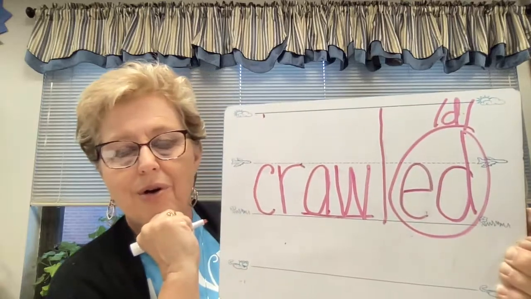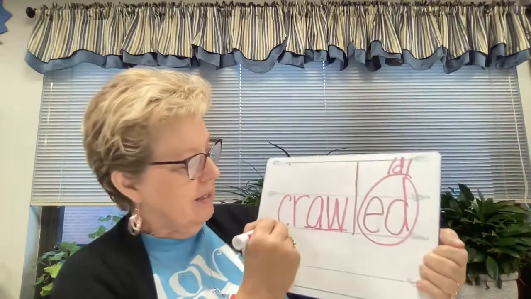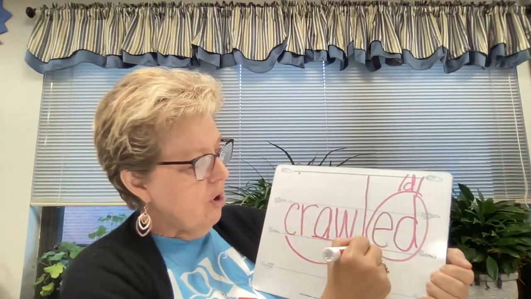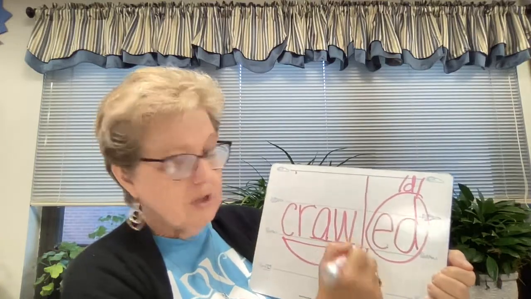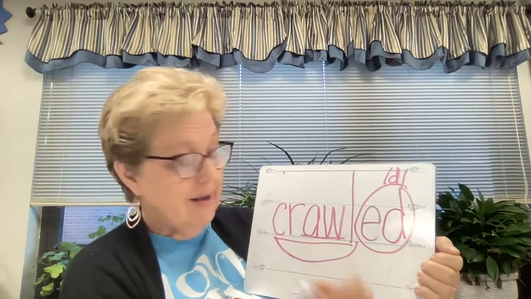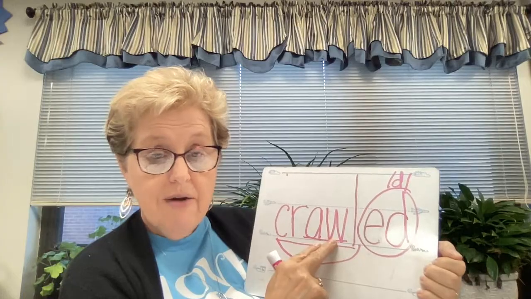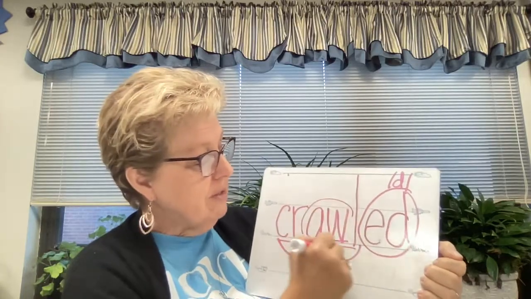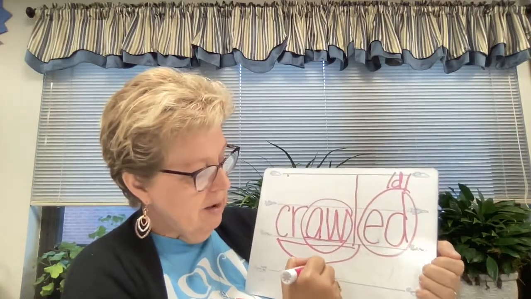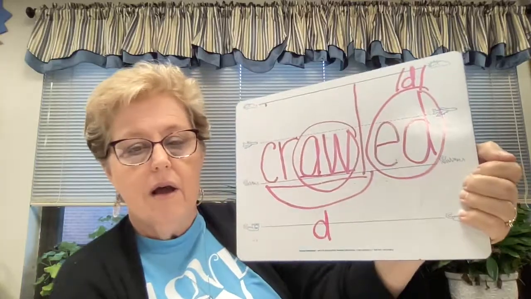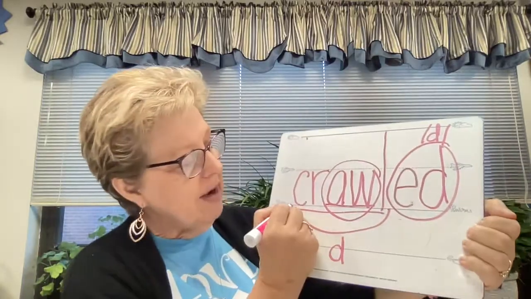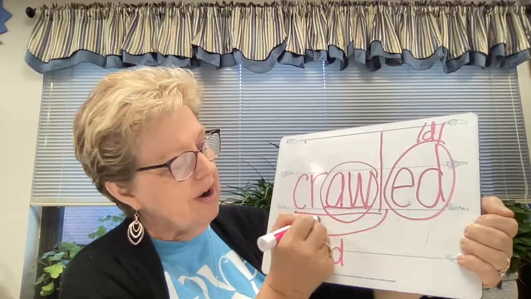There we go, crawled. So we'll scoop, crawl, and you have to underline crawl too because that's the base word. And what do we do to the double vowel? That's right, we circle it. Double vowel. Oh, you're right, I almost forgot. Underline that CR.